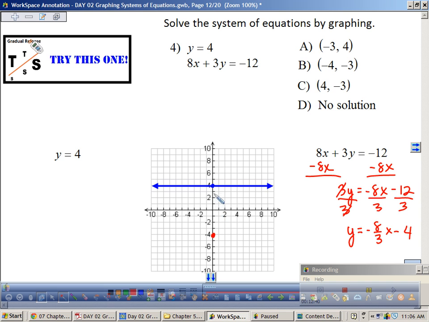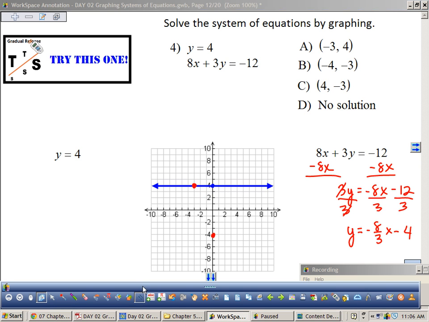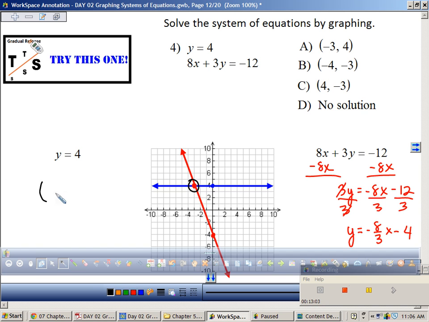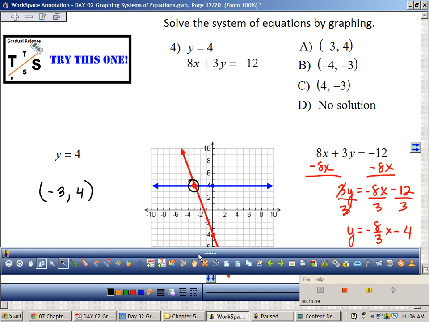So I'm going to start at negative 4, and I'm going to rise up 8. 1, 2, 3, 4, 5, 6, 7, 8. And then I'm going to go to the left 3. 1, 2, 3. There's my point of intersection. That was easy. Right there. There's my point of intersection, which is at negative 3, 4.